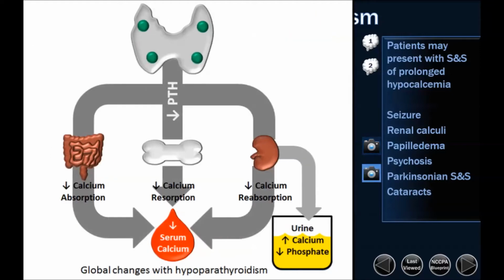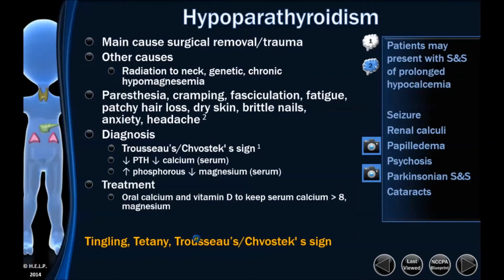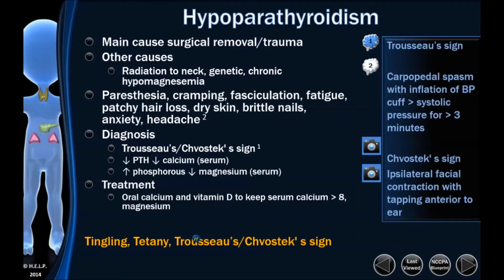Now, in a hypoparathyroid state, what happens? Well, if there's not enough parathyroid, the gut is going to not absorb as much calcium. The calcium is going to stay in the bone, and it's not going to end up going to the serum. And the kidney is going to let it go. So you'll have an increased calcium in the urine, and you'll decrease serum calcium in the end. So this is where we are from a physiological standpoint, and how is this going to affect our body?